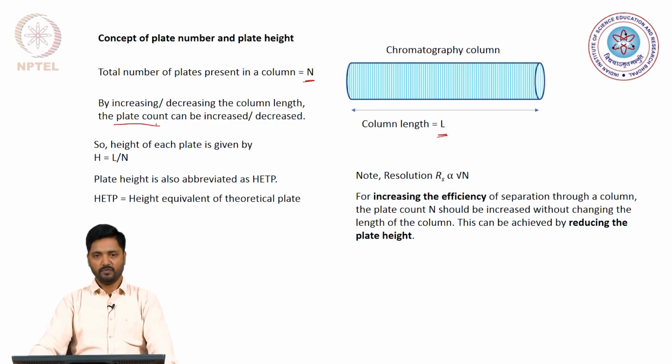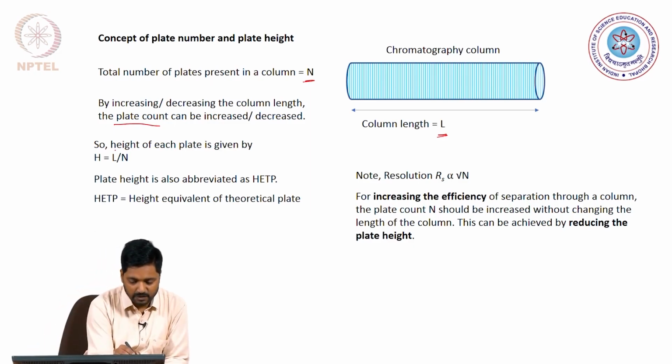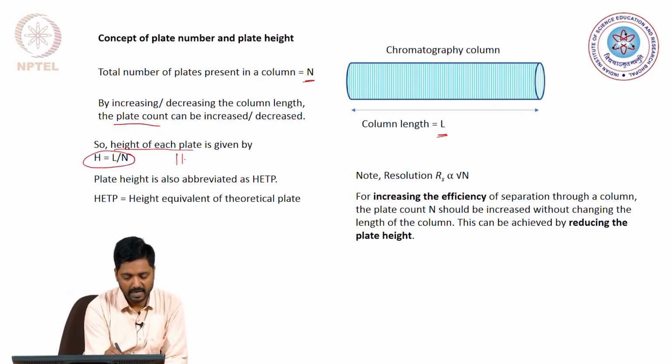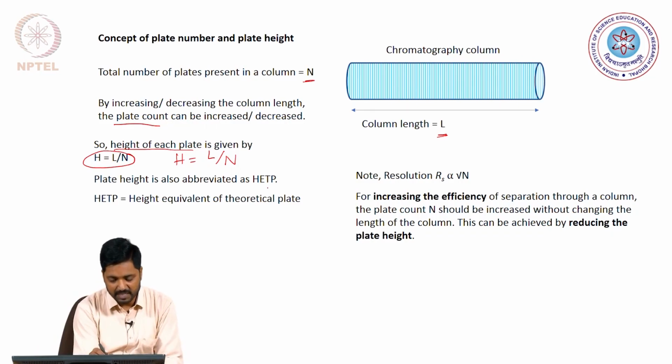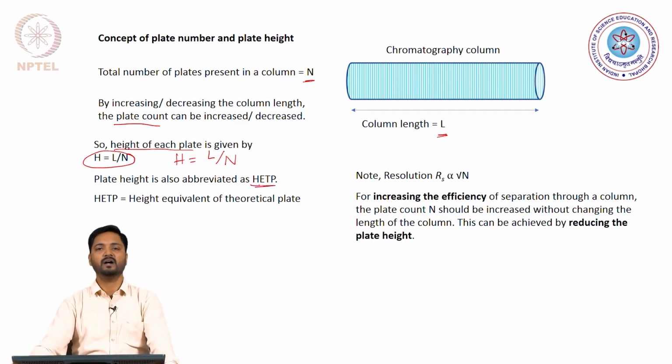Now, we can also define another more important parameter, which is known as the height of each plate. This height of the plate is given by this formula: the height is equal to the length of the column divided by the total number of plates present in the column. This is also abbreviated as HETP in various scientific articles. HETP is representative of the plate height, and its expansion is height equivalent of the theoretical plate.